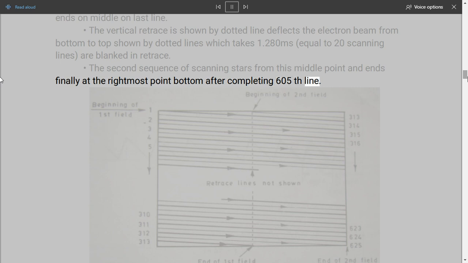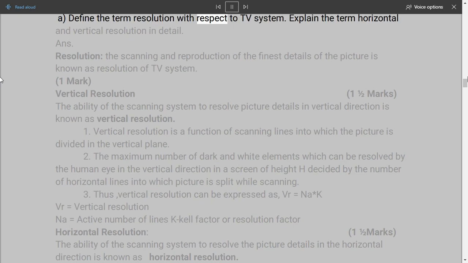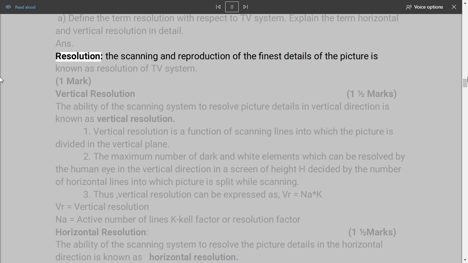2. Define the term resolution with respect to TV system. Explain the terms horizontal and vertical resolution in detail. Answer: The scanning and reproduction of the finest details of the picture is known as the resolution of a TV system. 1 mark. Vertical resolution, 1 1/2 marks.